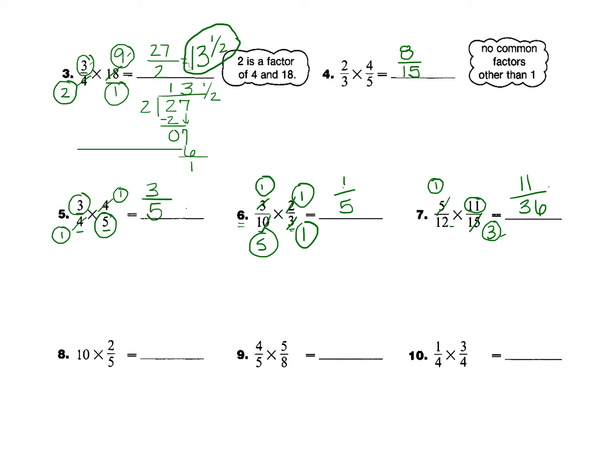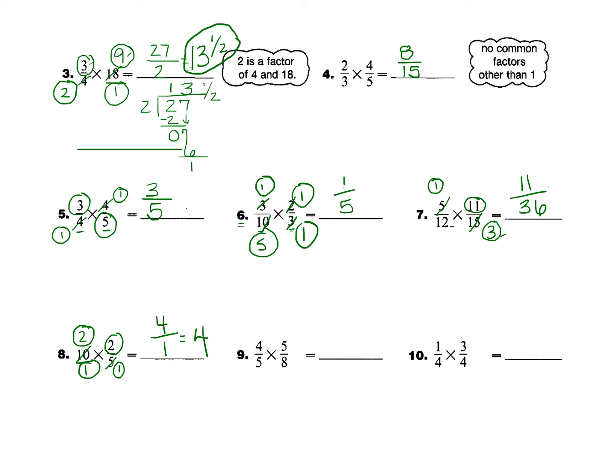Question number 8. 10 over 1 times 2/5. We can divide 5 by 5 and get 1. We can divide 10 by 5 and get 2. 2 times 2 is 4. 1 times 1 is 1. 4 over 1 equals 4.